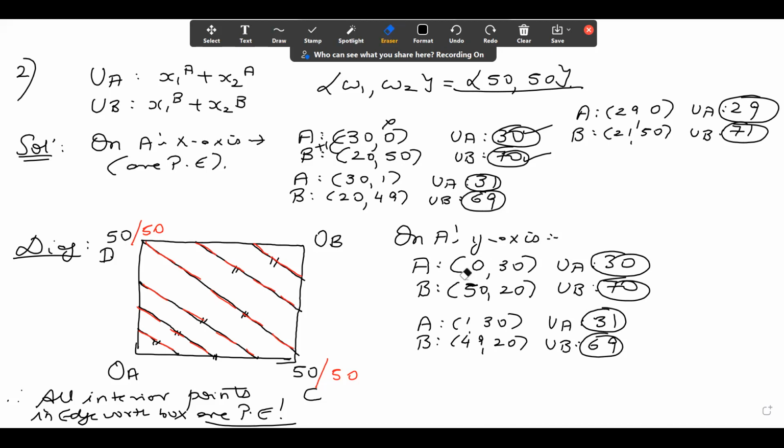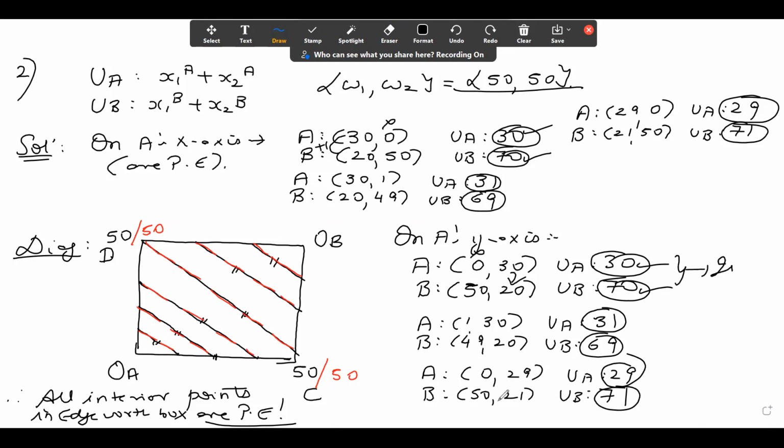Try to make B better off. Now A can't give anything from here. Suppose A gives 1 unit from here to B. This is 0, 29. B has 50, 21. Utility which A gets 29. Utility which B gets 71. Compare. B has become better off by making A worse off. So this allocation is Pareto efficient. So I can say all points on A's y-axis are Pareto efficient.